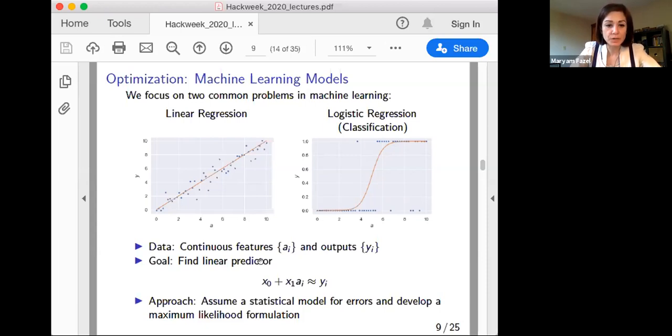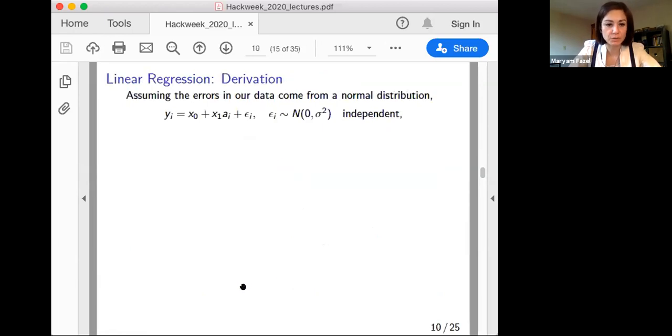So next we should decide how to measure the quality of the fit, or what loss function to use. One approach is to assume a statistical model for the errors and look for parameters x0 and x1 that maximize the likelihood of observing yi. And later we'll come back and talk about logistic regression. Next slide is going to be about linear regression.